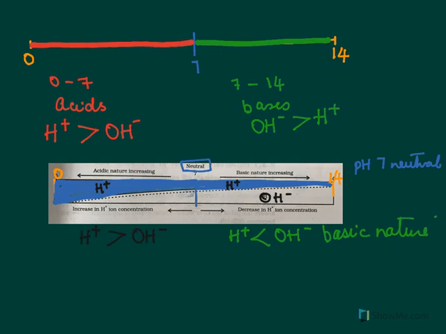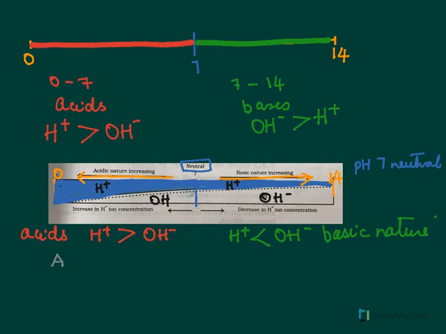In the first part, we have the hydrogen ions much more than the OH ions, and these are all acids. And as we move more towards 0, the acidic nature keeps on increasing. And as we move more towards 14, the basic nature keeps on increasing. Which means, if suppose I have 3 solutions.